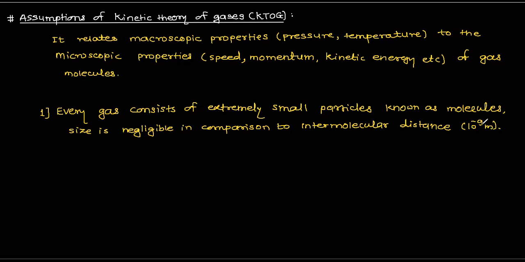So what is this assumption? Suppose we have any gas. This gas consists of extremely small particles known as molecules, and their size is negligible in comparison to intermolecular distance. Okay, this is your first assumption, and that distance is 10 power minus 9 meter.